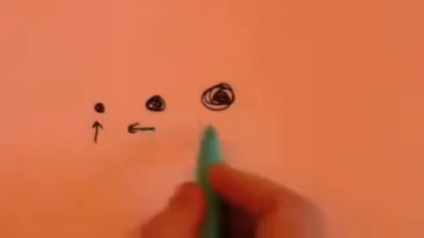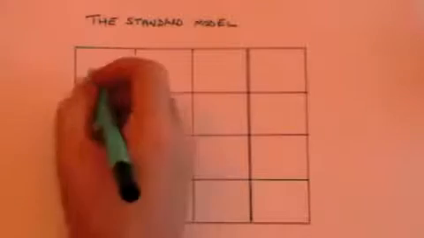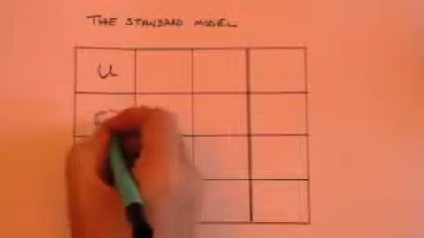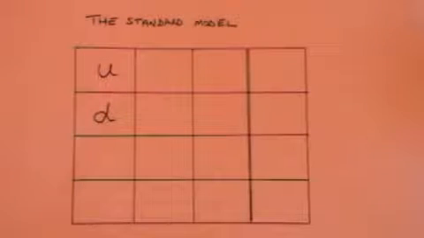The larger sizes quickly decay into the smallest size. The Standard Model is usually presented in a table like this. The first two rows are dedicated to the quarks. The up quark and the down quark fit into the table like this.